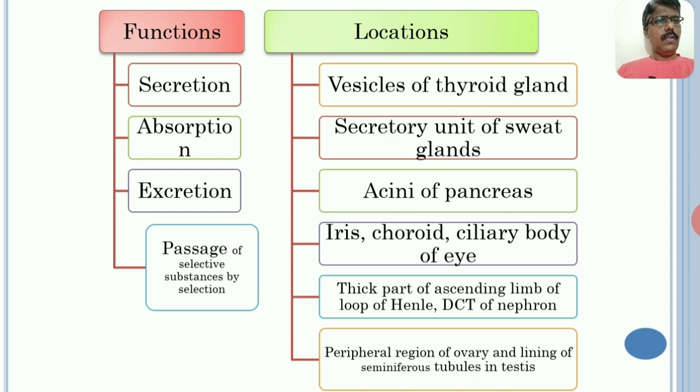Now, where are they located? Locations: vesicles of the thyroid gland, secretory unit of sweat glands, acini of the pancreas, iris, choroid and ciliary body of the eye, thick part of the ascending limb of the loop of Henle, distal convoluted tubule of the nephron, peripheral region of the ovary and lining of seminiferous tubules in the testes.